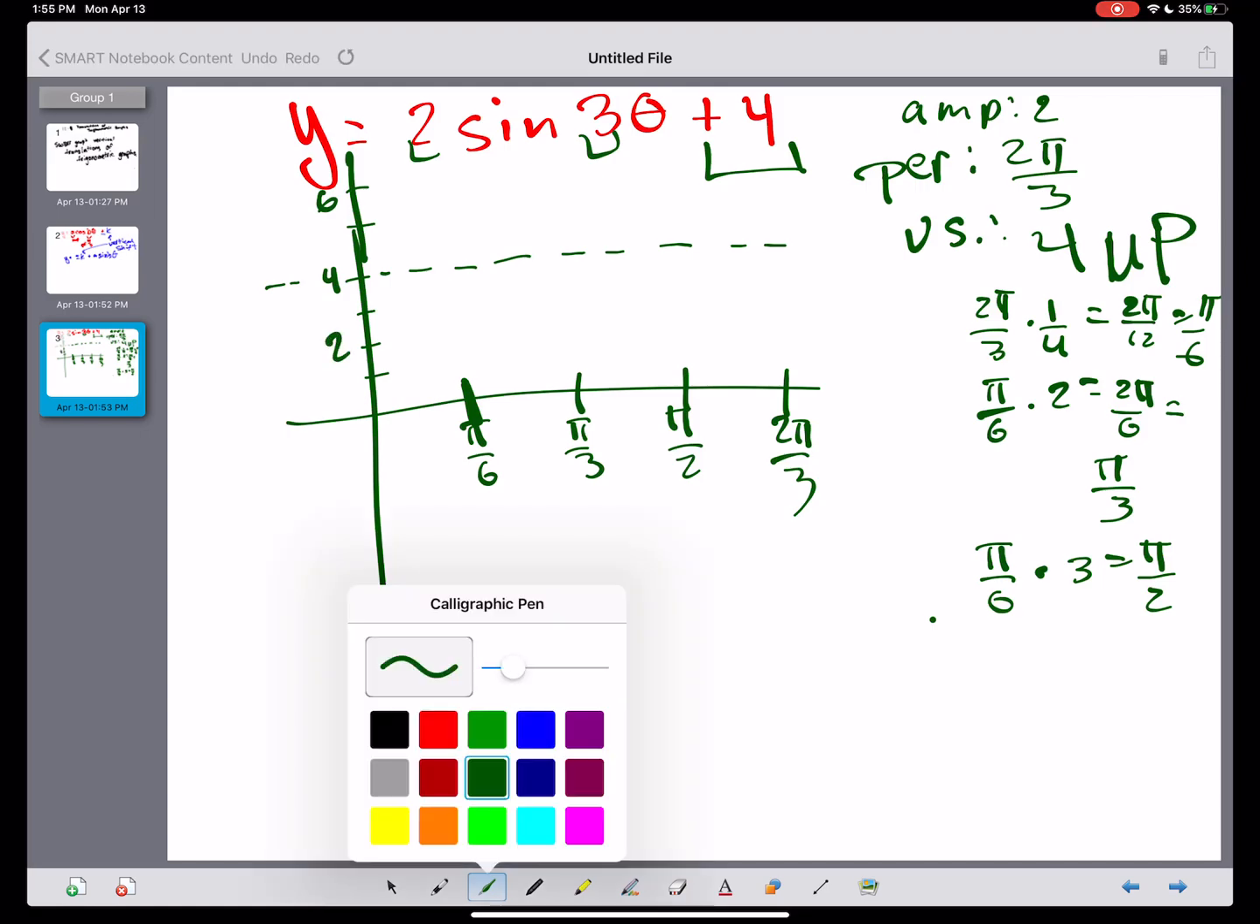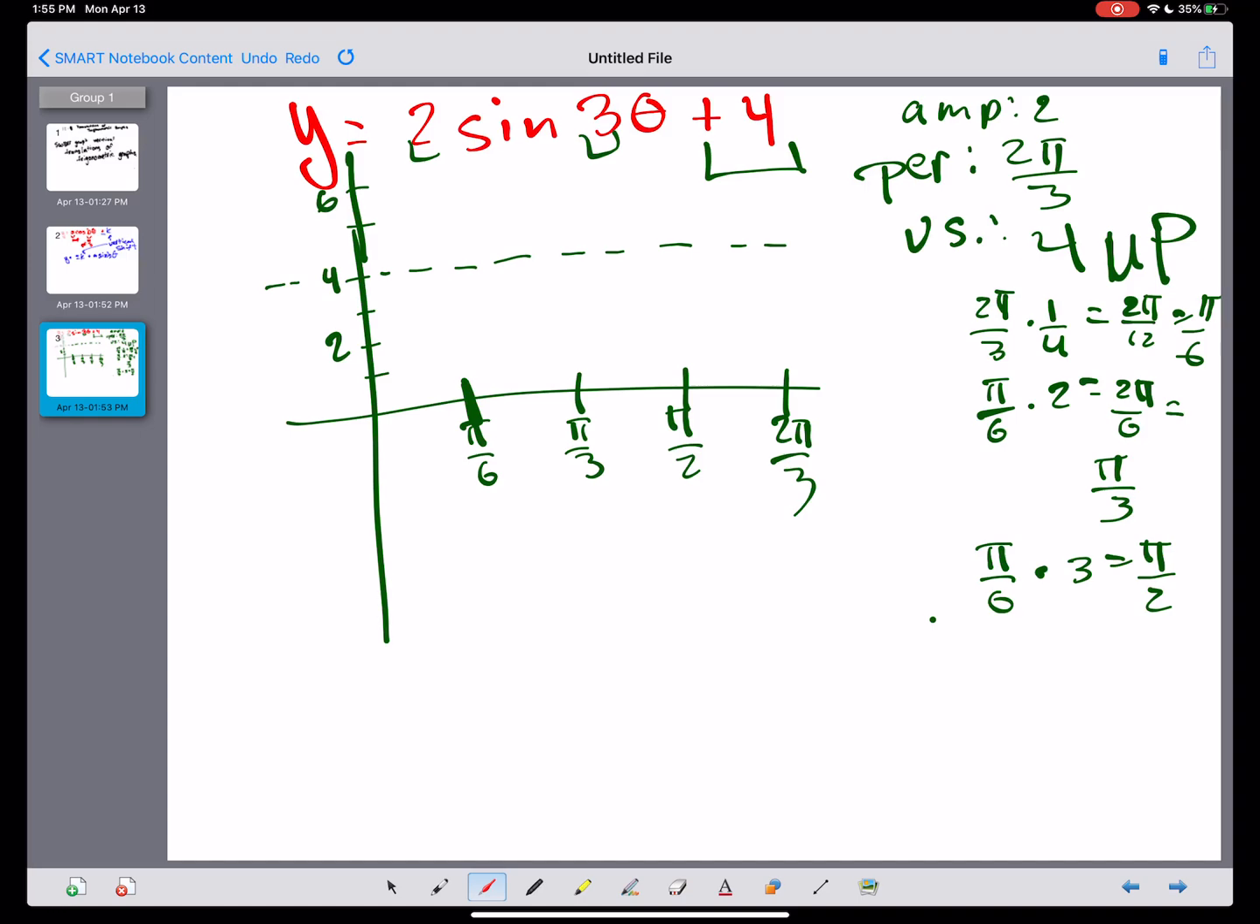Now I'm going to graph out sine. Sine starts in the middle, and it goes high, middle, low, middle. Remember, everything is in respect to that midline, that dashed line that's right there. Okay, everything is in respect to that one.